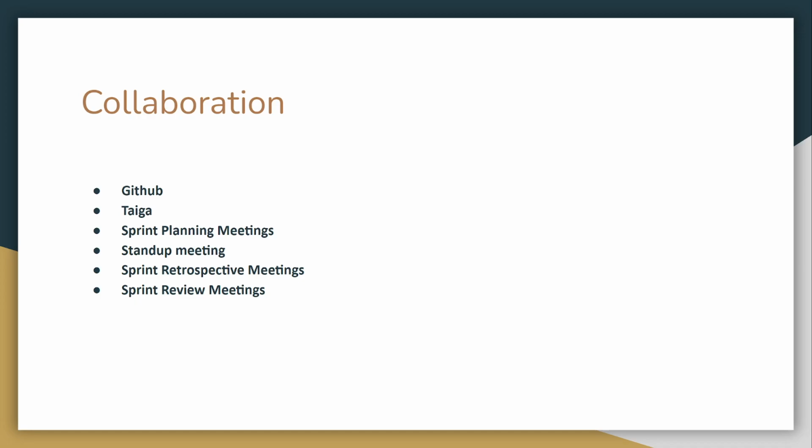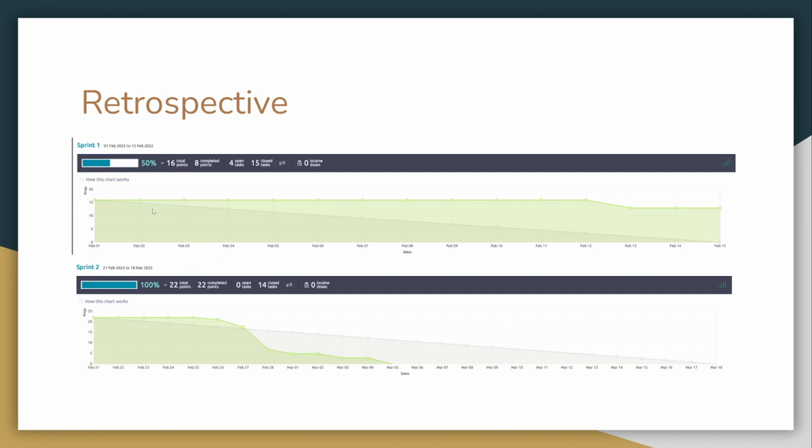I believe we're going to do much better because of our retrospective meetings. We also conduct sprint planning meetings at the beginning of each sprint, stand-up meetings frequently, like three times a week, and sprint review meetings at the end of each sprint to see what we have done so far. Then Mas is going to talk about our retrospective of the project so far.